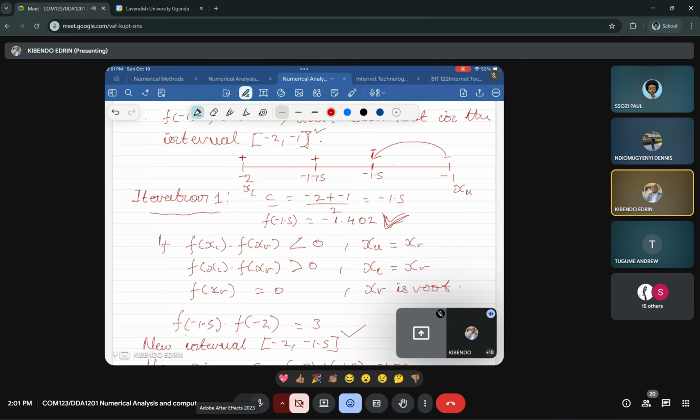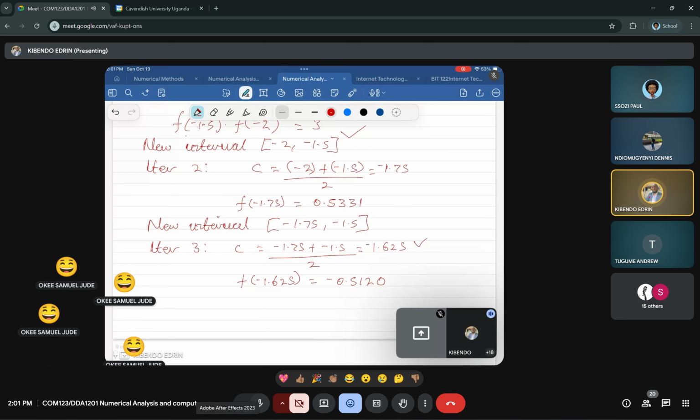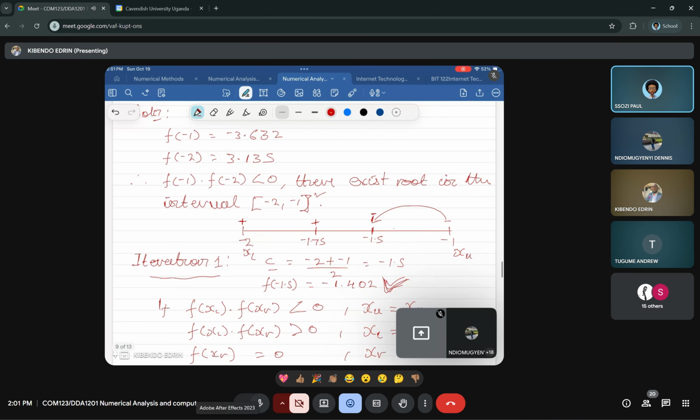It's you who said that our new interval is now between negative 1.75 and negative 1.5. Where are you going to do again? No, let me explain. That one has brought a negative, which means it is less than 0. We moved like this. Now we are here. This is where we are.